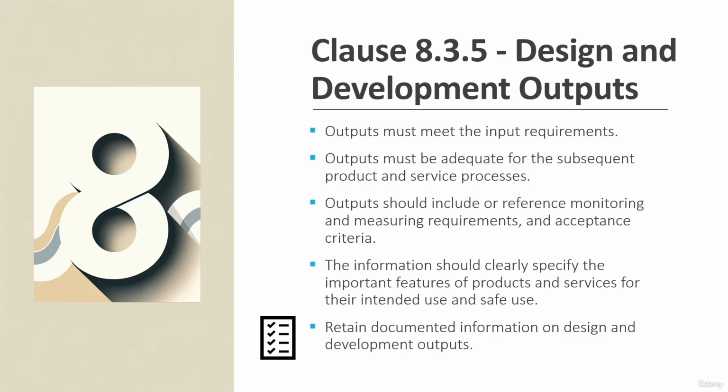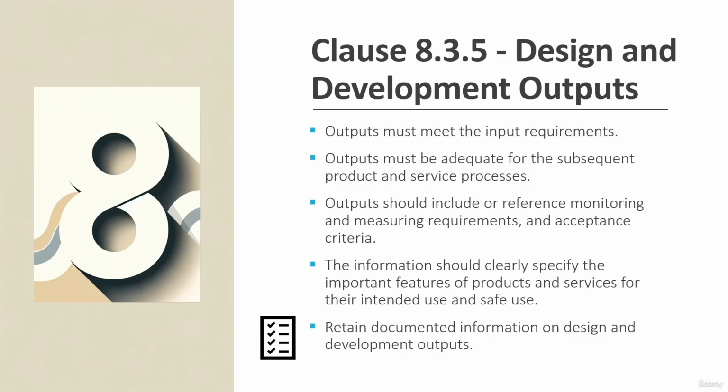Now here the output should meet the input requirements. That's one requirement. That's very obvious. And output should be adequate for subsequent product and service processes. So whatever design and development output you have produced, that should be good enough to go to the next step. Now in case of, let's say, car design, the next step will be the manufacturing of that, buying out components. So the design and the development output should be good enough or adequate to go for the production, to go for buying those components which are bought from outside.